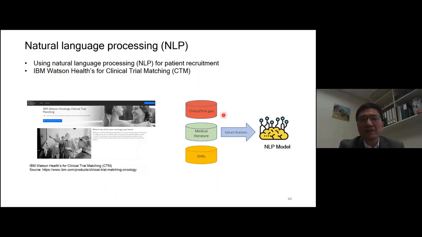So this is again a data bank, they call it the clinical trial data bank in the US, run by a US organization. You can find all of the information on drugs entered into clinical trials, either phase one, phase two, or phase three. And of course, you can find all of the medical literature. So you can extract the features to build up this NLP model, and this model will be useful for clinical trials.